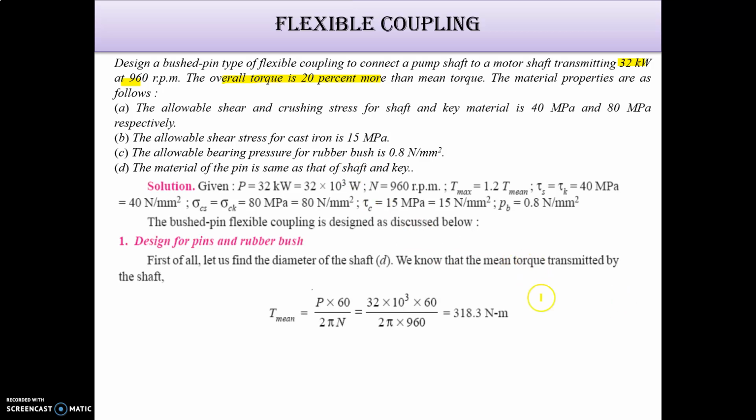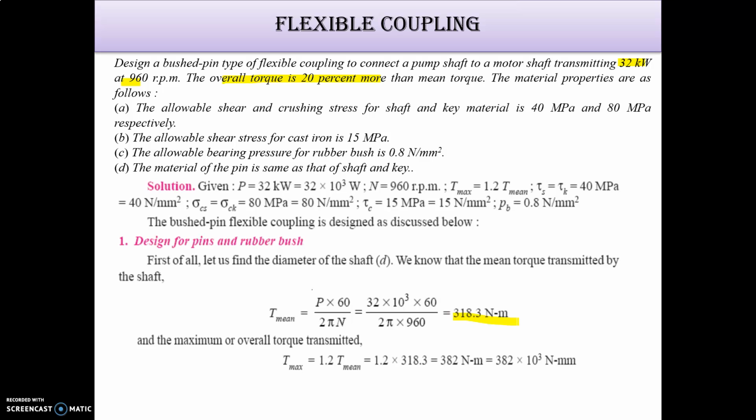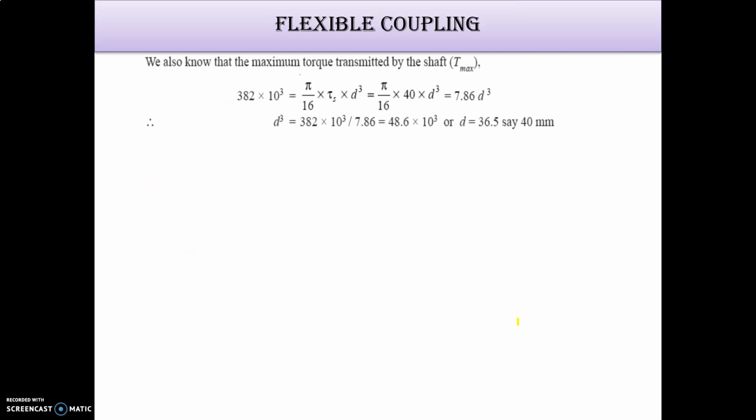The mean torque we need to find out with the help of a formula. It is P into 60 by 2 pi n. The mean torque is 318.3 Newton meter. So the maximum torque is mean torque into 1.2. It is 382 Newton meter. So now based on this, the diameter of shaft is 40 mm.